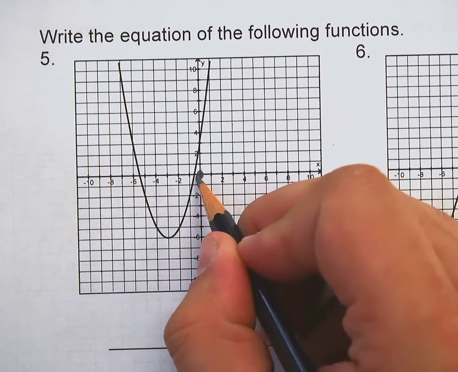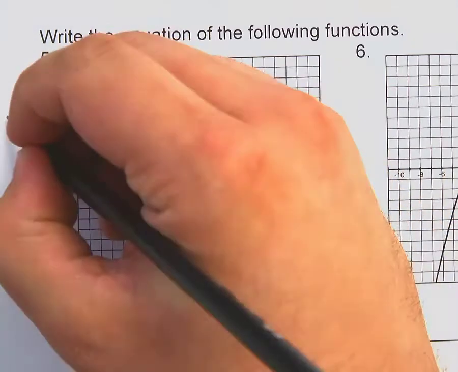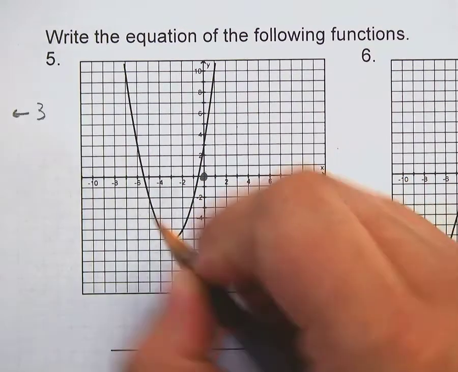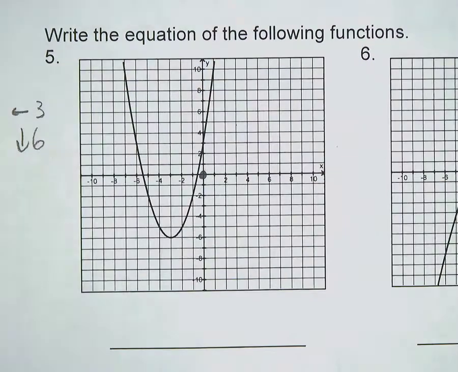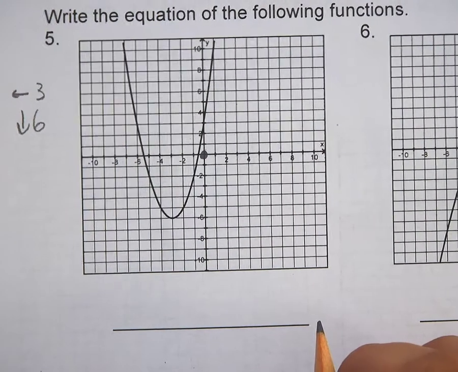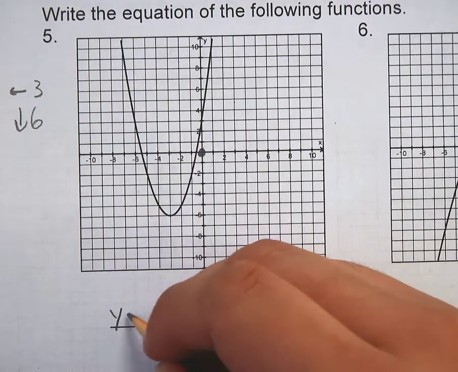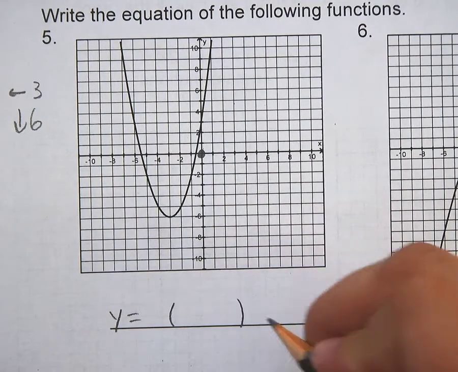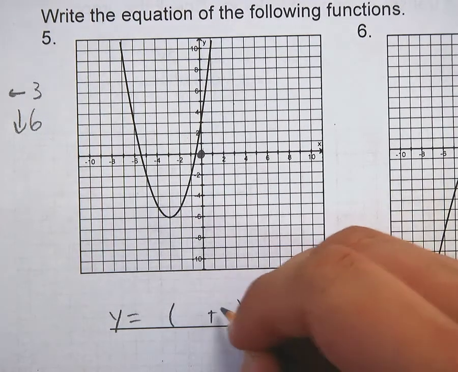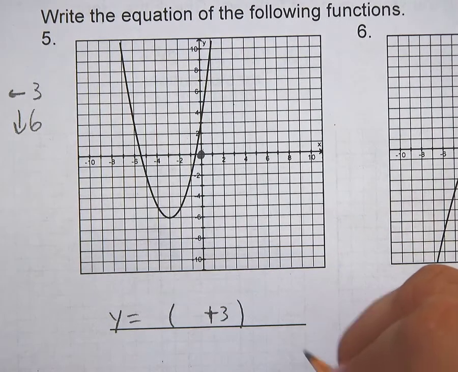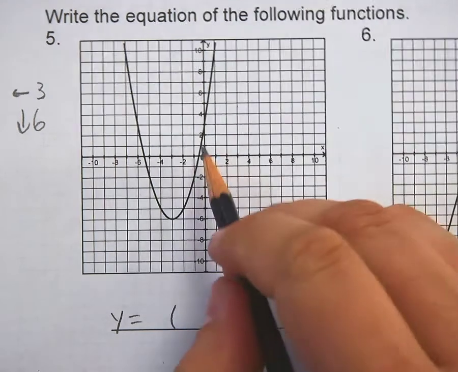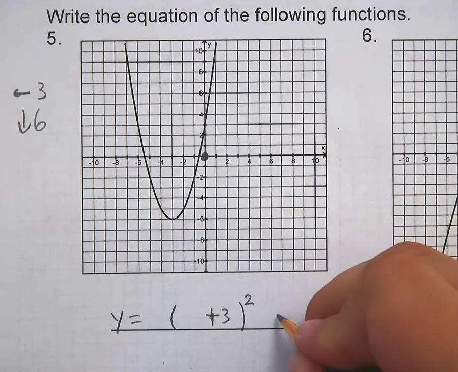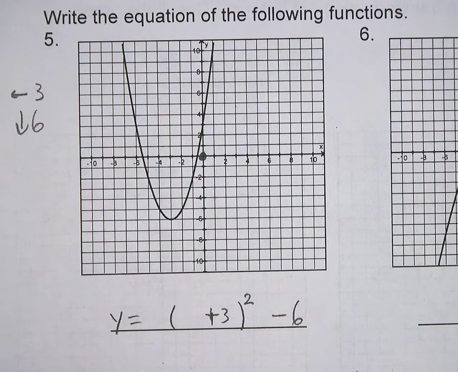Well, it went left 1, 2, 3. Left 3, and it went down 6. So if I wanted to write an equation for that, I know I'm going to have a y equals. I know I'm going to have left 3 is a plus 3 squared. It's inside of the parentheses, moves it left or right. Minus 6 outside the parentheses, moves it up or down.